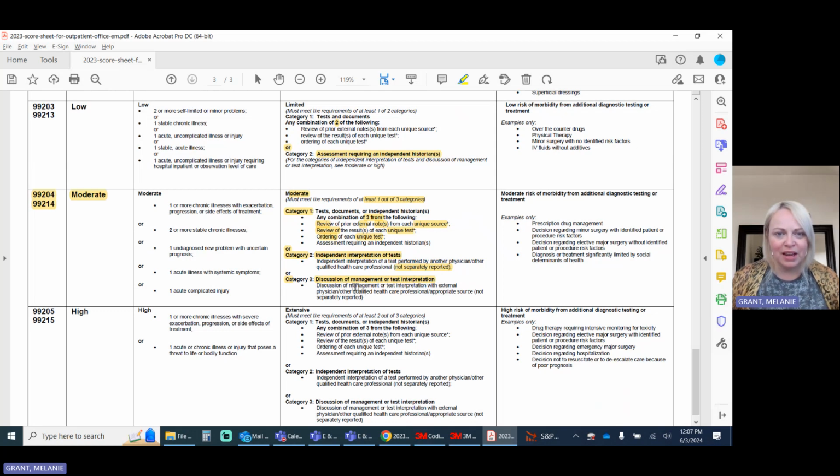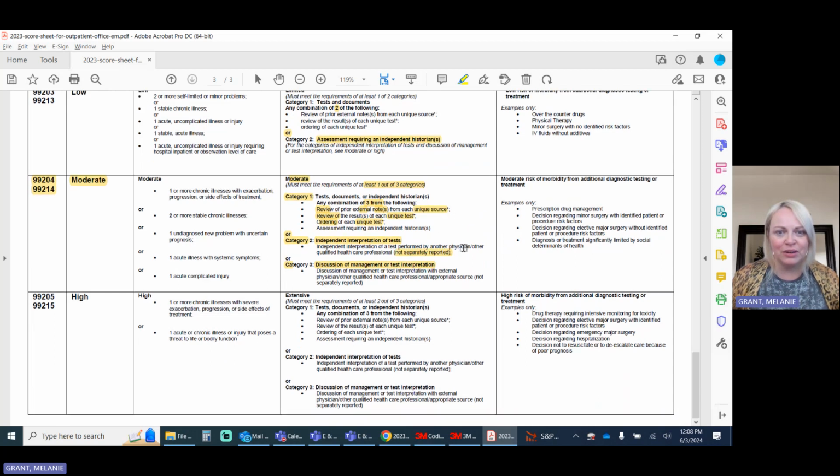So those are different categories, and you can see just by meeting it under category 2 or 3, you will be moderate because you only need 1 out of 3 categories. Or category 1, any 3 of those areas that were previously under just low will be considered a moderate level of data.